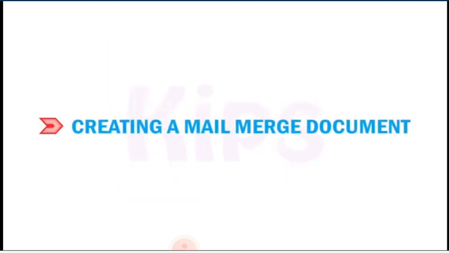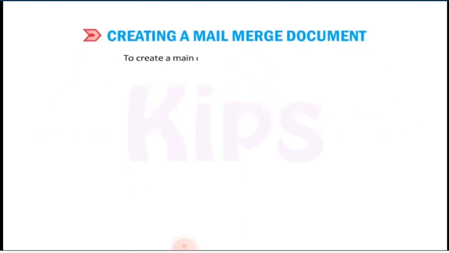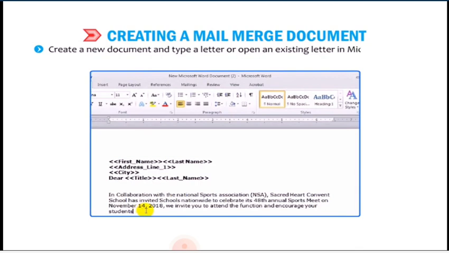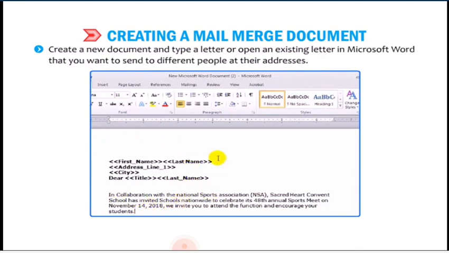Let us understand how to create a mail merge document. To create a main document, follow these steps. Create a new document and type a letter or open an existing letter in Microsoft Word that you want to send to different people at their addresses.